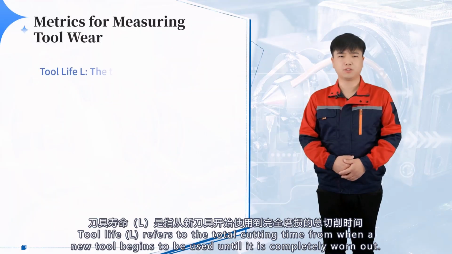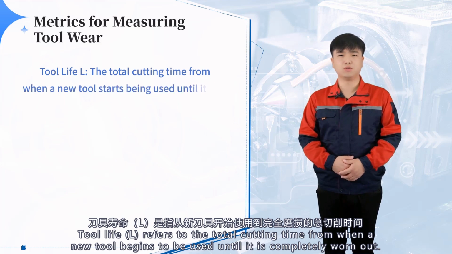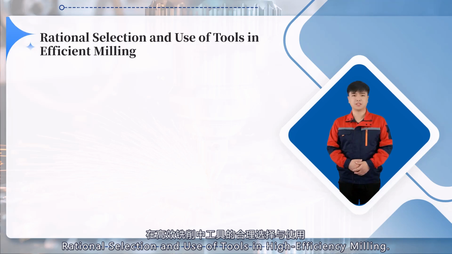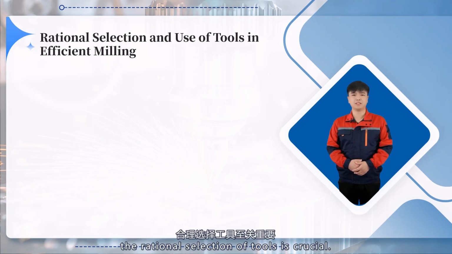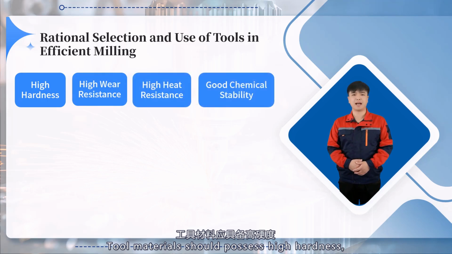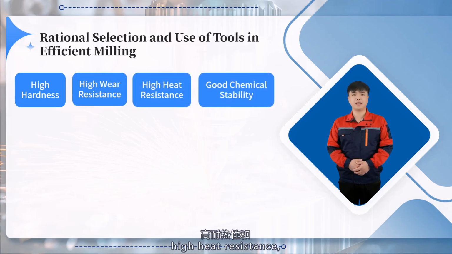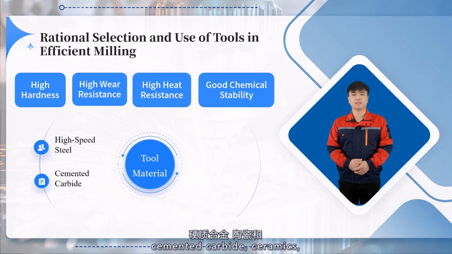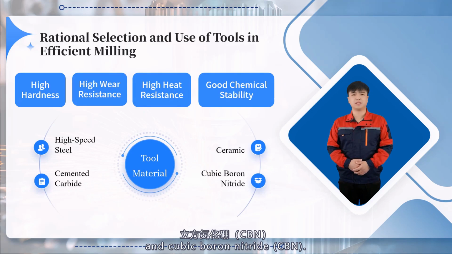Tool life, L, refers to the total cutting time from when a new tool begins to be used until it is completely worn out. It is equal to the tool durability multiplied by the number of times the tool is resharpened. Rational selection and use of tools in high-efficiency milling. In high-efficiency milling, the rational selection of tools is crucial. Tool materials should possess high hardness, high wear resistance, high heat resistance, and good chemical stability. Common tool materials include high-speed steel, cemented carbide, ceramics, and cubic boron nitride, CBN.